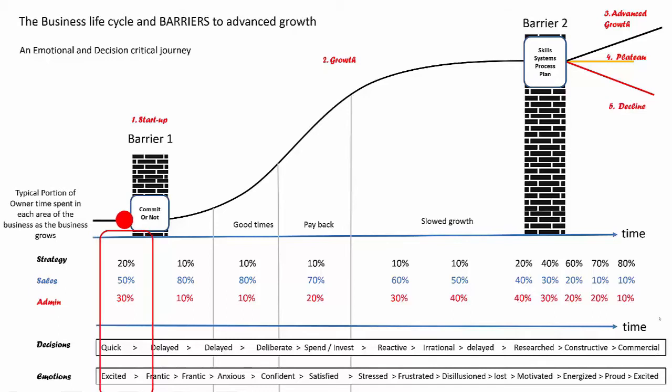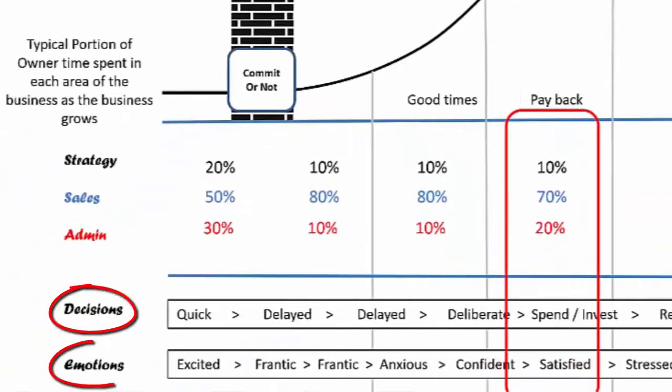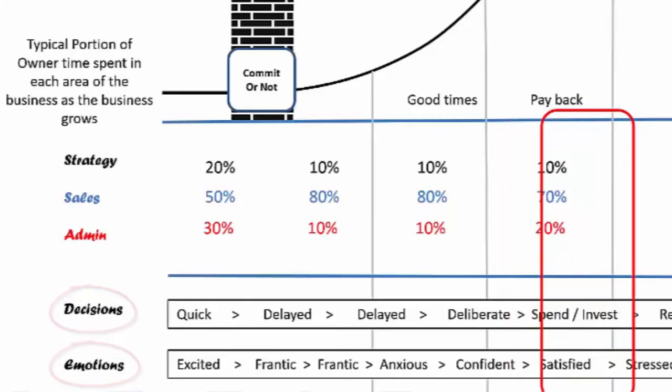The business life cycle. All businesses have a life cycle, from startup to maturity, whether a small family business or a large multinational. This video provides valuable insight into 4 key areas of the business. Business growth, where owners need to focus their time in the business. Decision-making, emotions that determine the decisions we make.